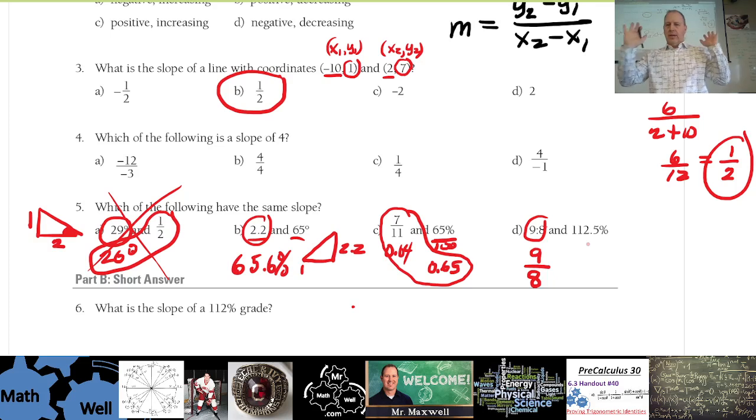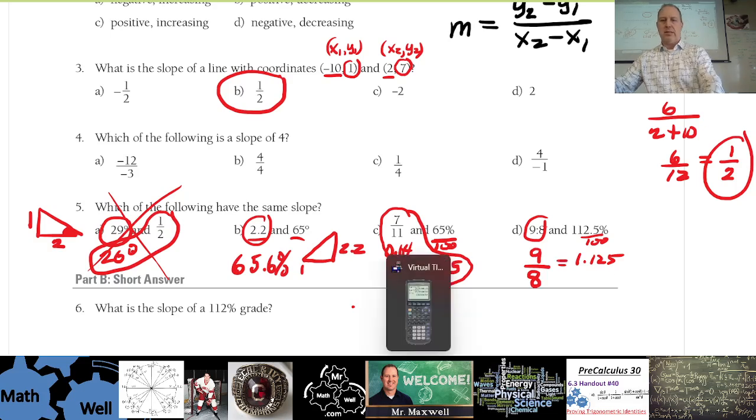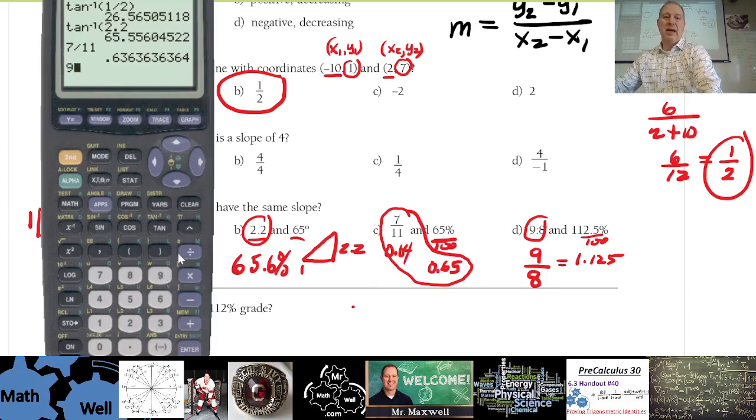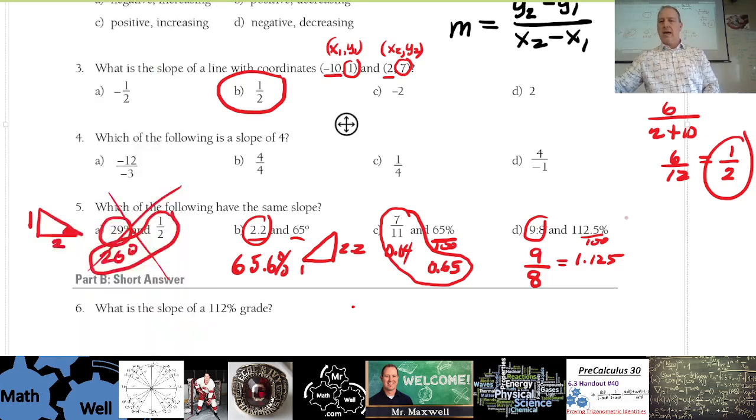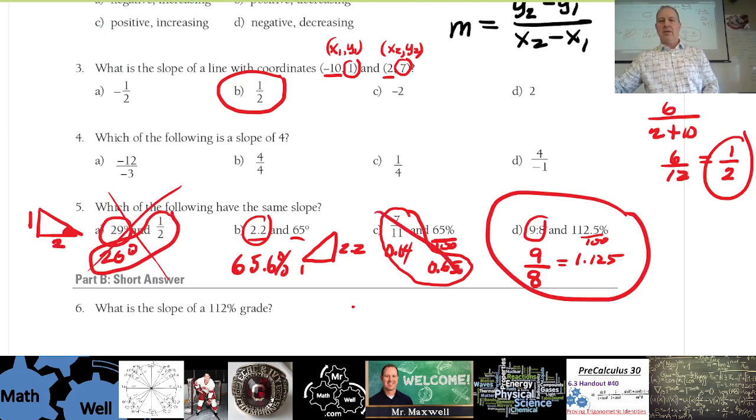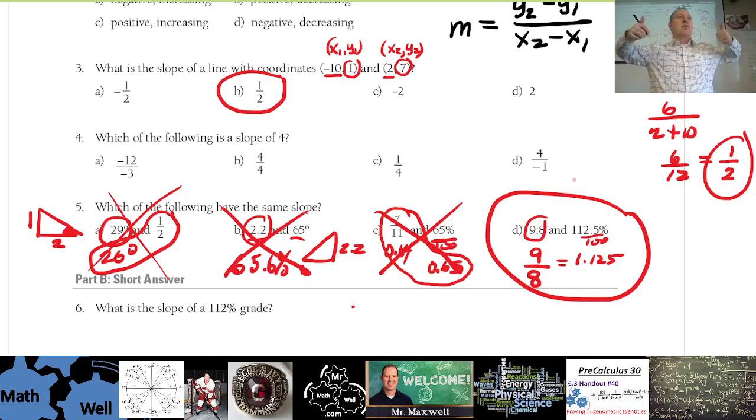Okay, so here's the question. 112% as a slope, remember we divide by 100, so that's 1.125. Now, are these the same? Let's just see. That's looking pretty good, isn't it? 9 divided by 8 is going to be, look at that, perfect. So that is the exact answer. This one is not close enough. That one's not close enough. D is correct. That make sense?